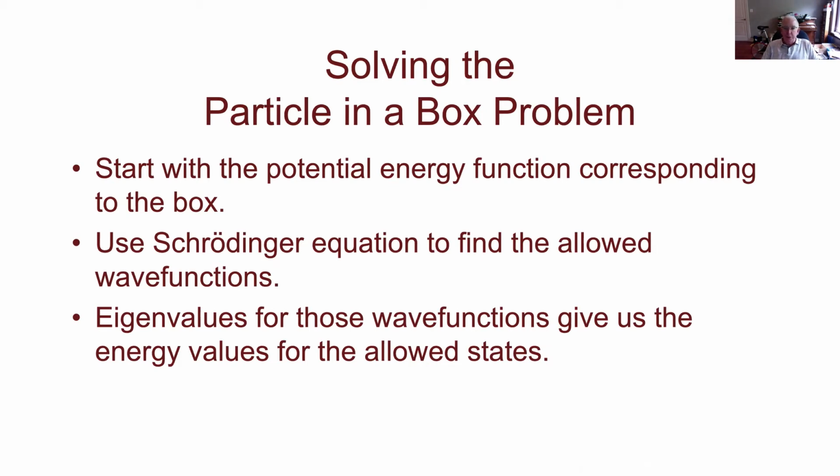We use the Schrodinger equation to find the allowed wave functions. We'll do that in this video, and we'll get as far as having normalized wave functions by the end of this piece of video. Then in the next one, we'll take those wave functions and generate the eigenvalues for them to find the energies, right? And then we'll look at what that tells us about the system. So that's our plan of action.